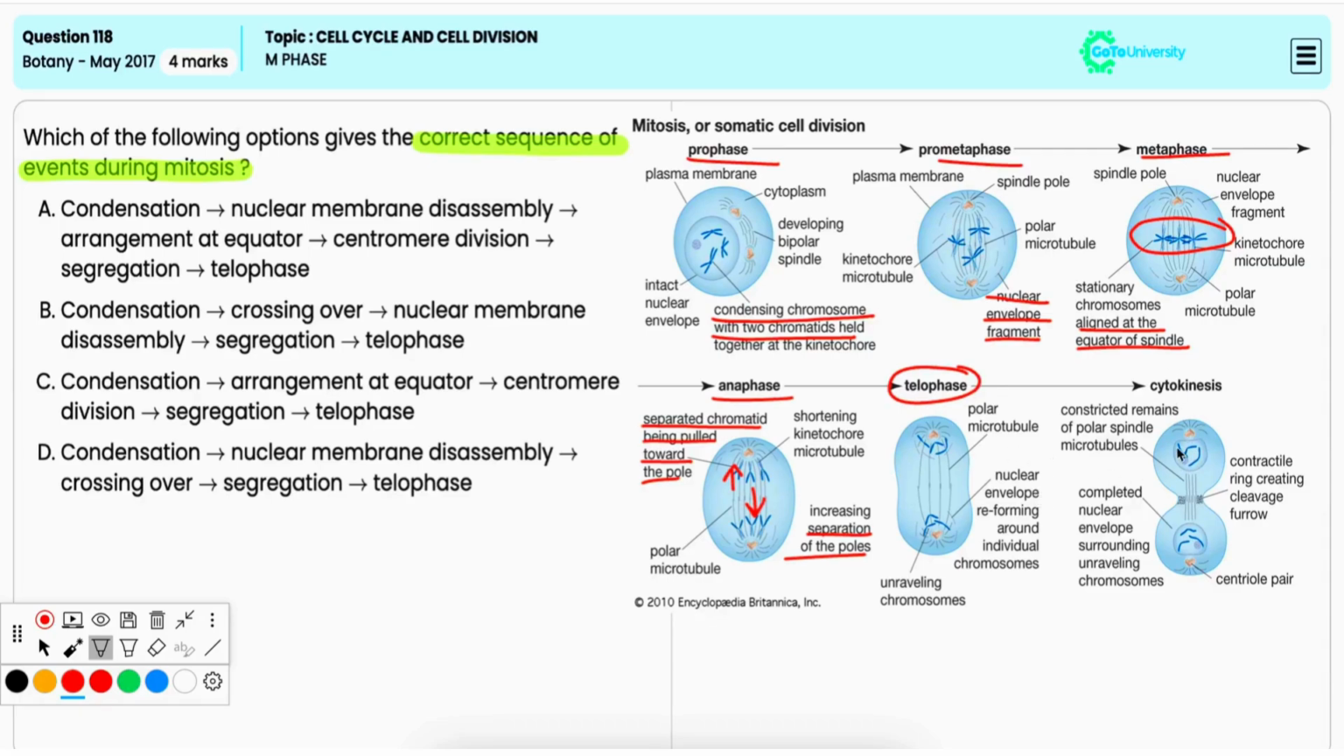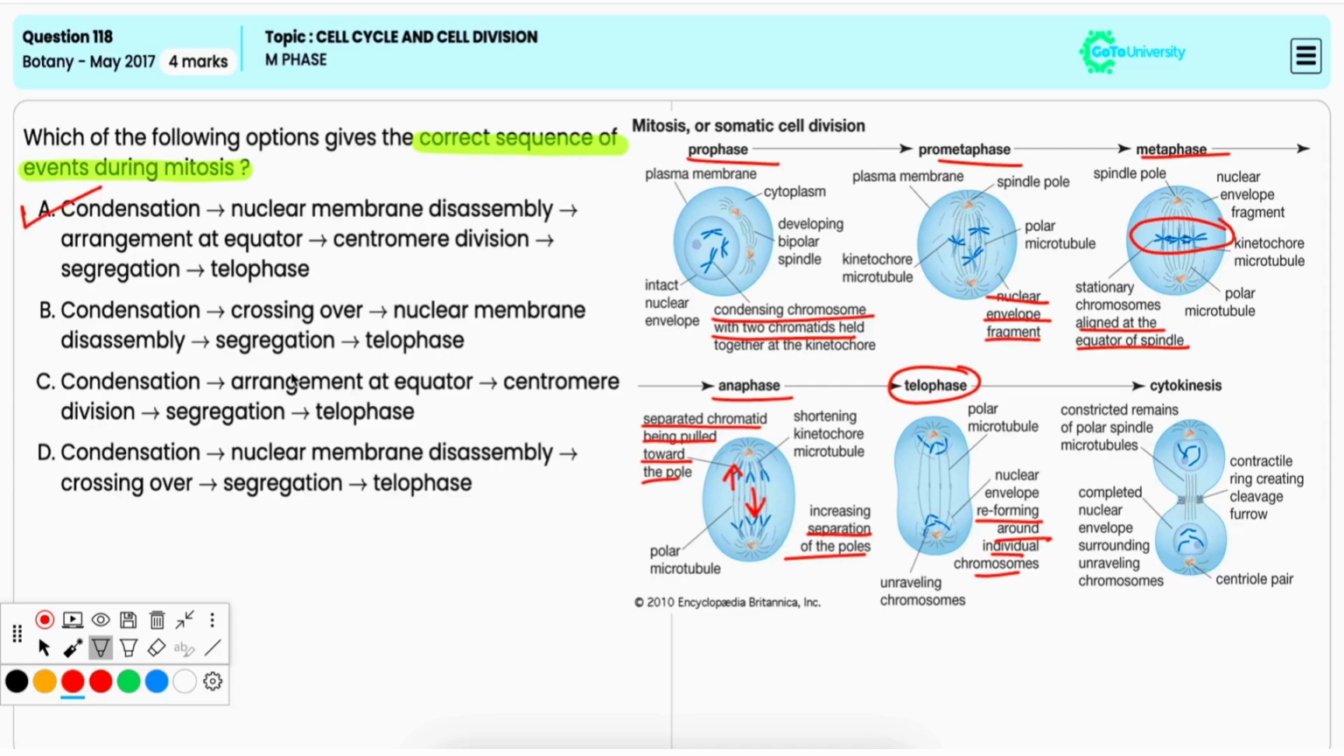So the correct sequence is condensation, then nuclear membrane disassembly, then arrangement at equator, centromere division, then segregation, and finally telophase. So the correct answer is option A.